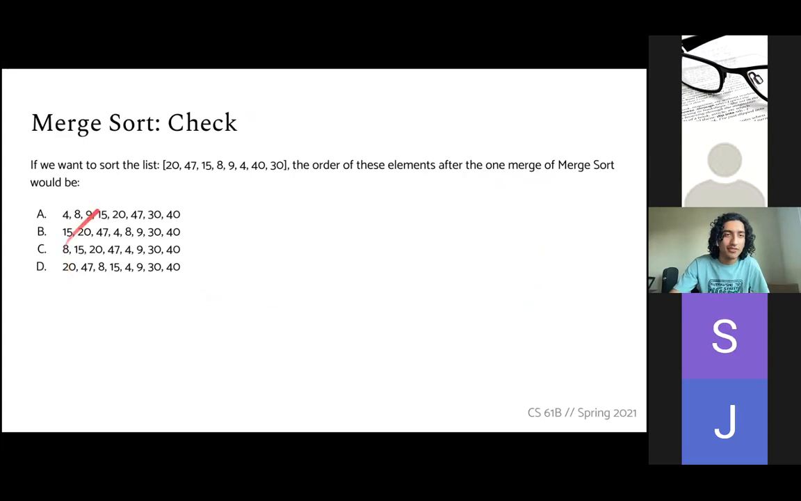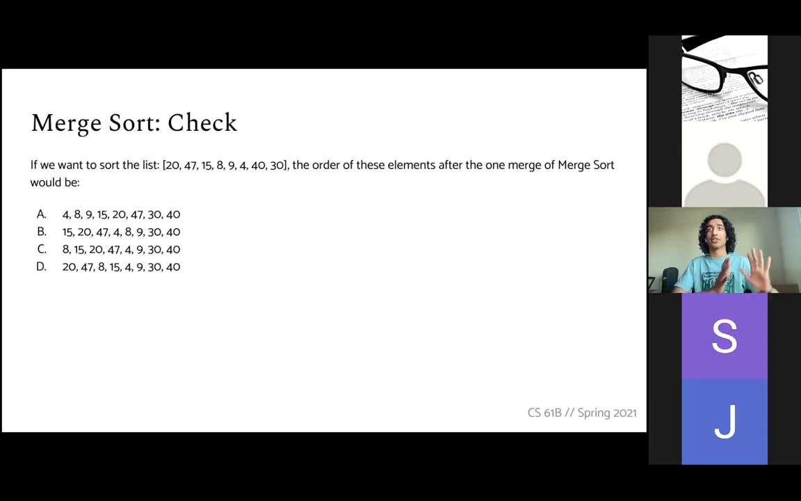So after we split this up into little lists of 20, 47, 15, 8, 9, 4, 40, and 30, that merge would be just 20, 47 merged together, 8, 15 merged together, 4, 9 merged together, and 30 and 40 merged together. So after one merge, these little lists of size n over 4 are merged together. And then the next step would be to merge together this list and this list and this list and this list. So maybe it was a little unclear with the question, but that's essentially what the answer is.